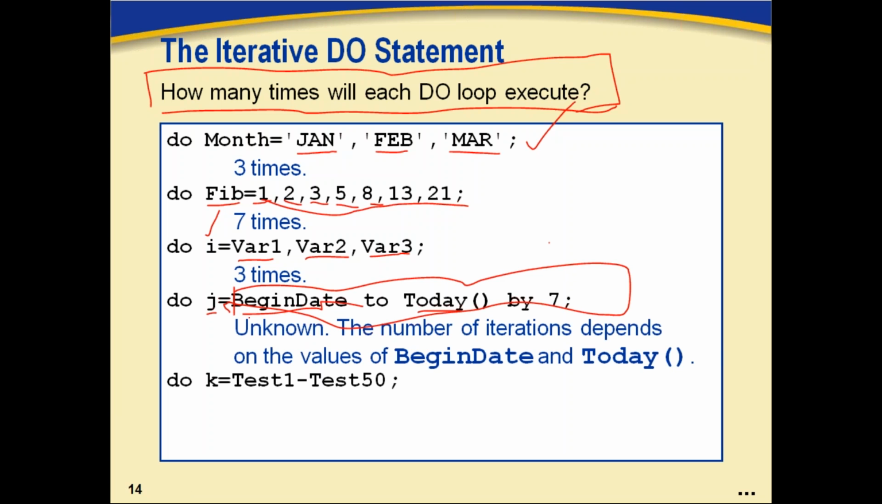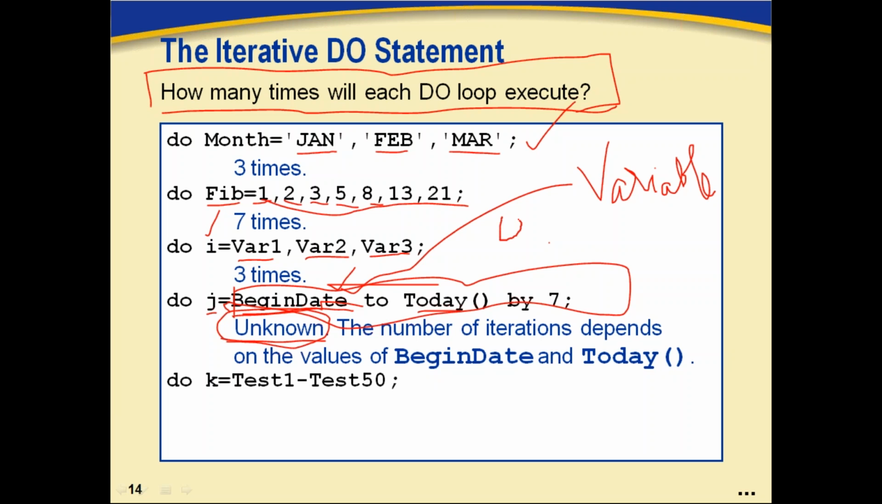So here, what is the begin date? It's a variable. It says unknown. Why do we say unknown? Because we don't know the begin date. Even though you know that, let's say, today is 27th July, you don't know the begin date, so we cannot tell how many times the loop iterates. The number of iterations depends on the values of begin date and today date. Since we don't know begin date, we cannot tell the number of iterations.